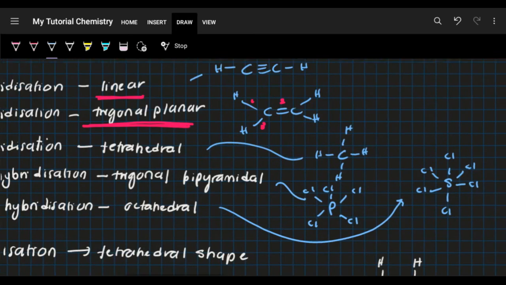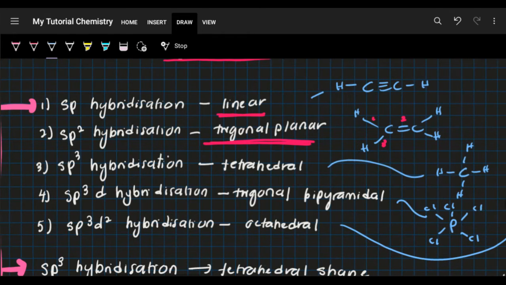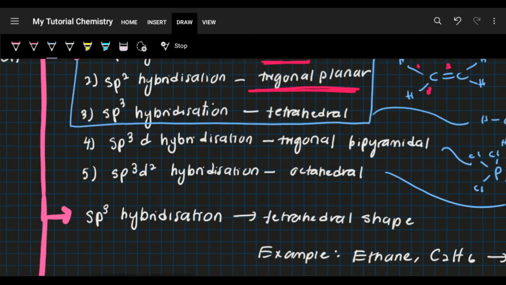So these are the 5 types of hybridization, but in IB, for Chapter 4 HL, higher level, we just focus on sp until sp3 only. We do not go further to sp3d. So I will explain the formation of sp, sp2 and sp3 hybridization.